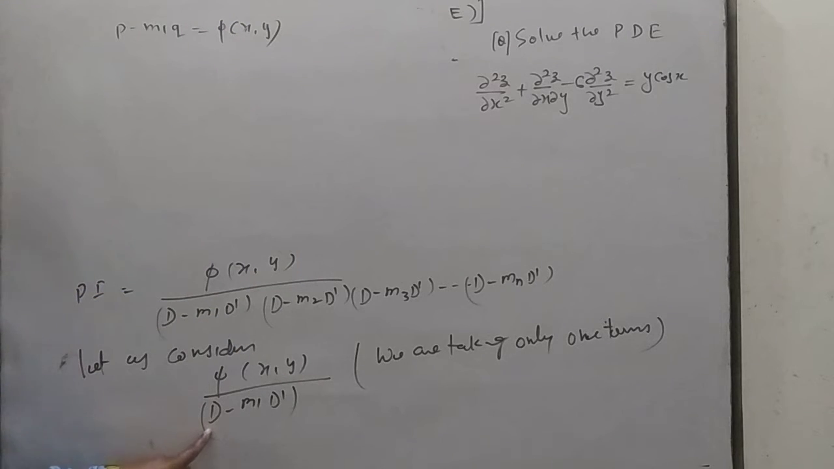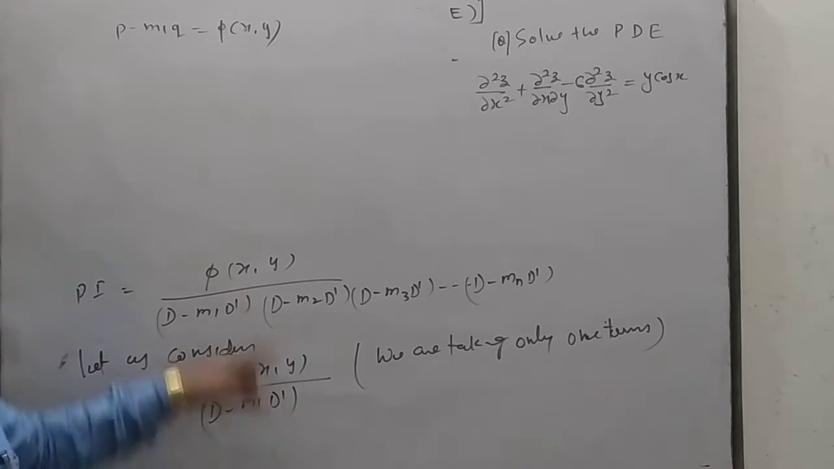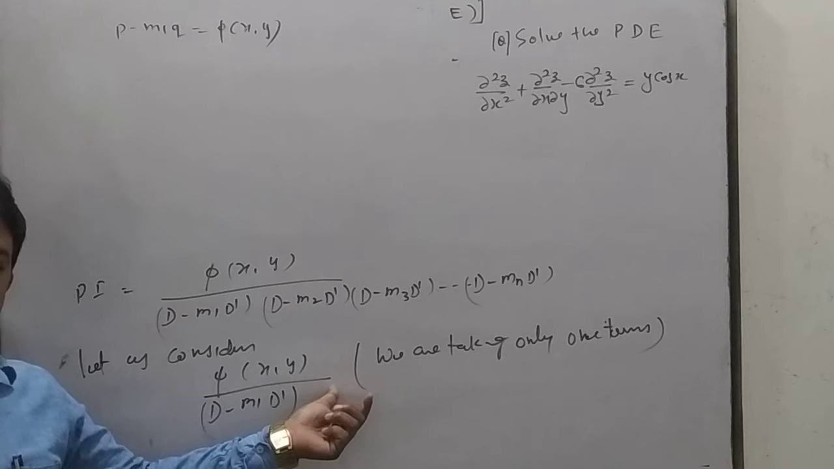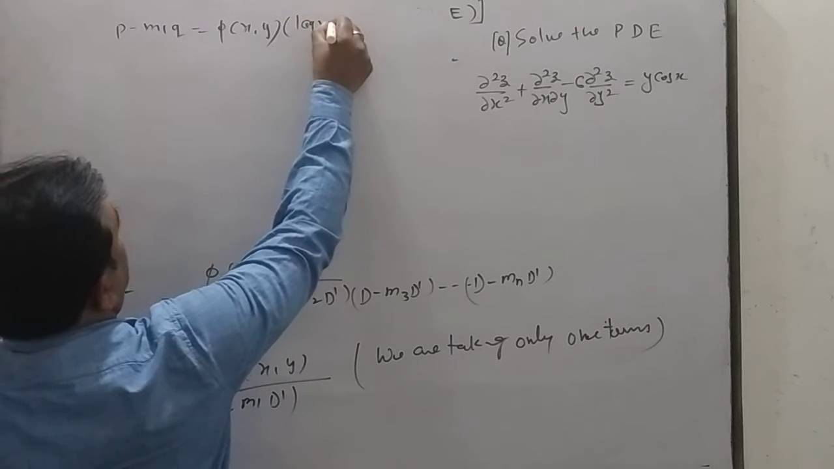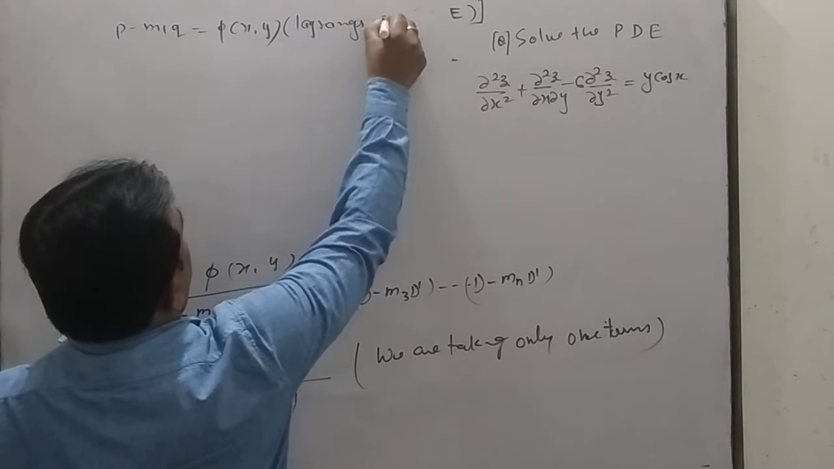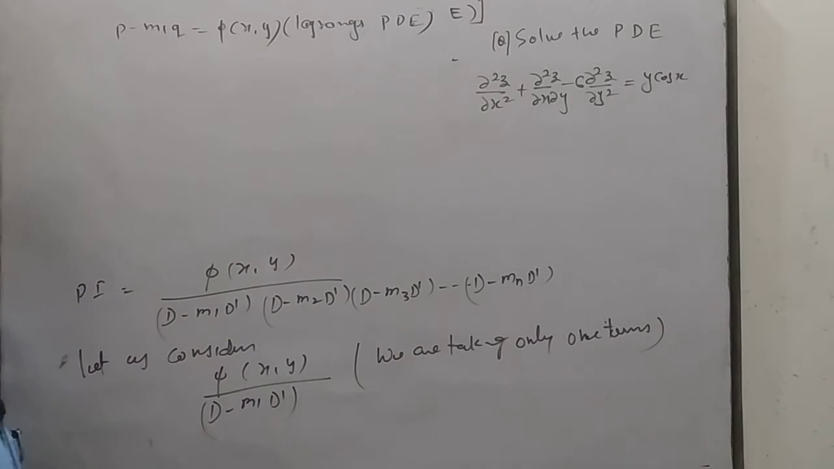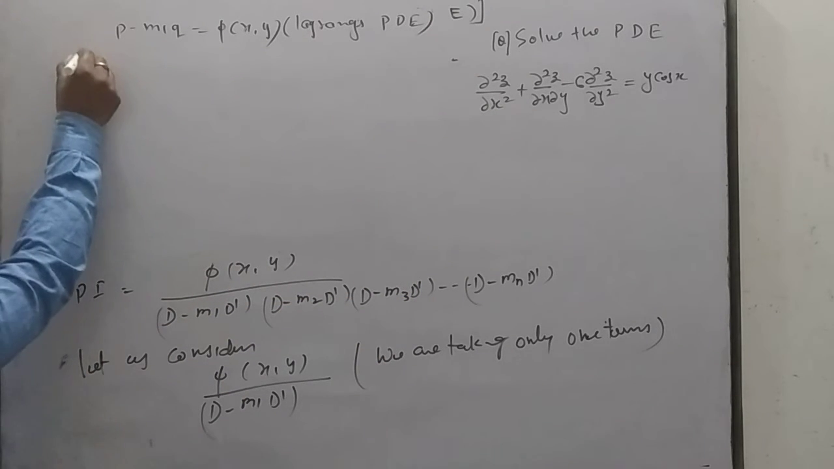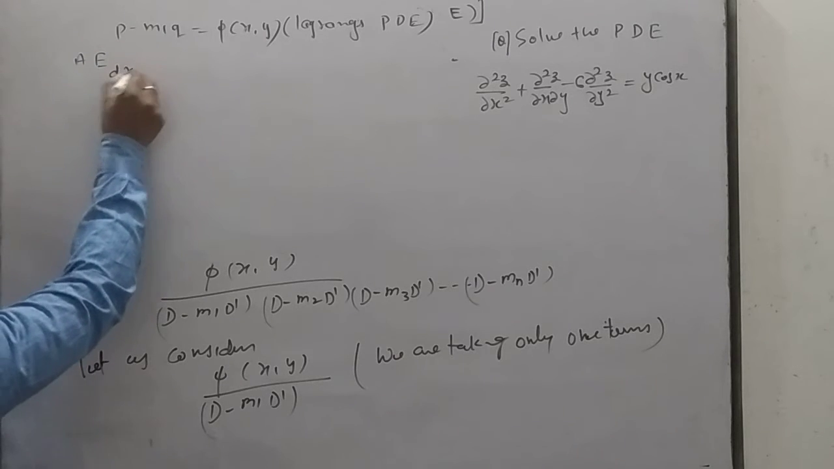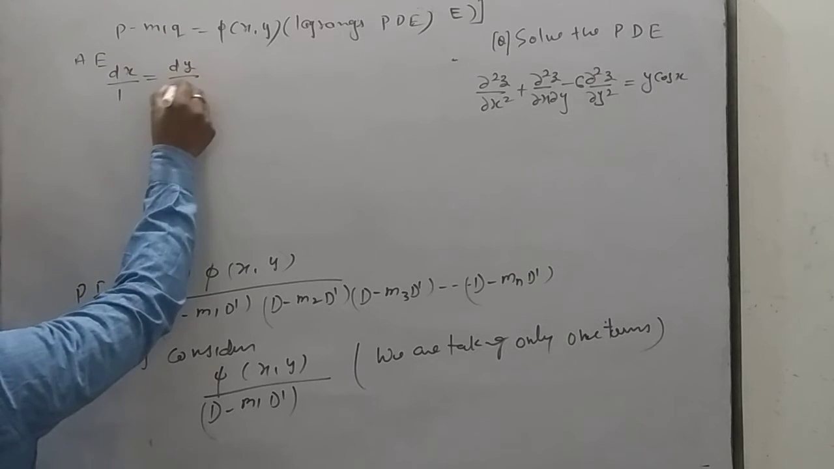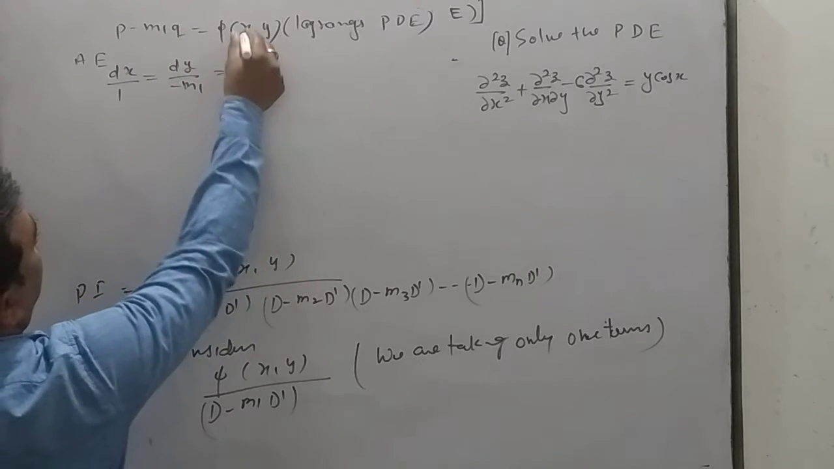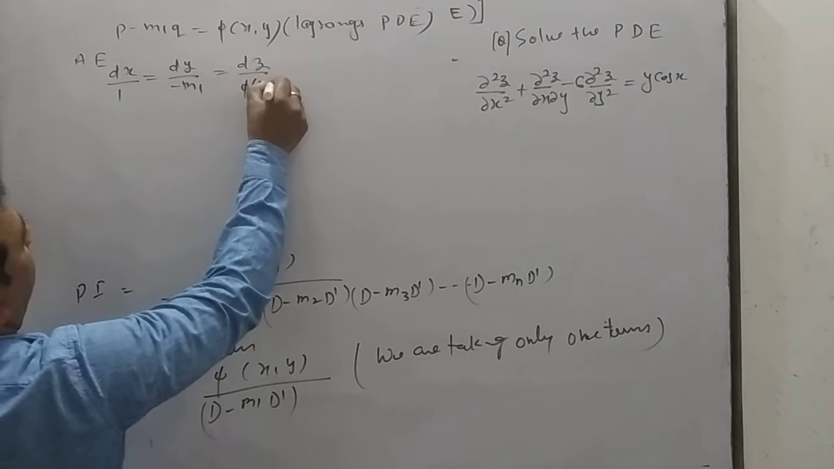D means the partial derivative of z with respect to x, so we can write D as p and D dash as q, and phi of x comma y. This is the Lagrange form of the PDE. Write down the auxiliary equation: dx over the coefficient of p, which is 1, dy over the coefficient of q, which is minus m1, and dz over phi of x comma y.